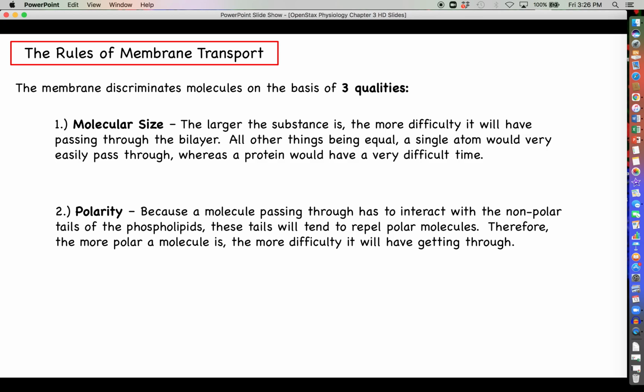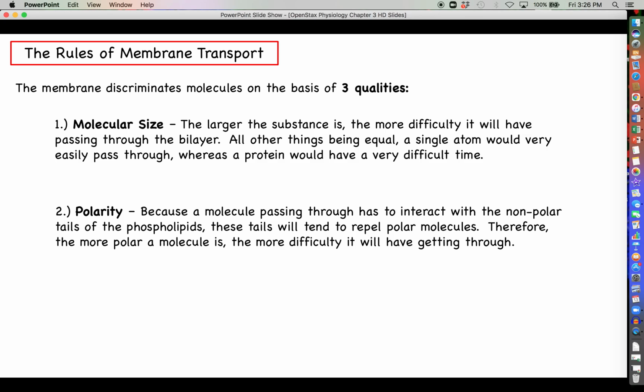And those tails are nonpolar, and they are not going to like the idea of a polar molecule trying to come through. They will repel polar molecules. Because of this, the more polar a molecule is, the more difficulty it's going to have trying to squeeze in between the phospholipids. So it's one thing to say that a molecule is very small, but if that very small molecule is very polar, then the size kind of becomes a moot point.